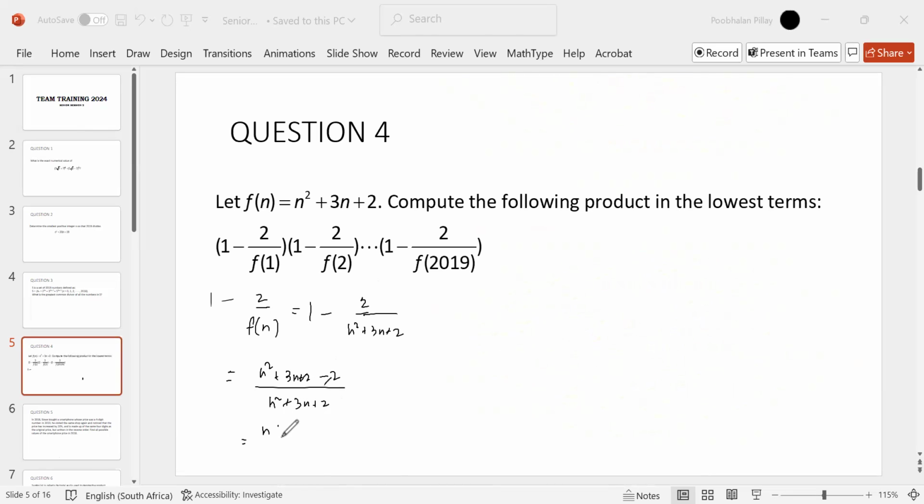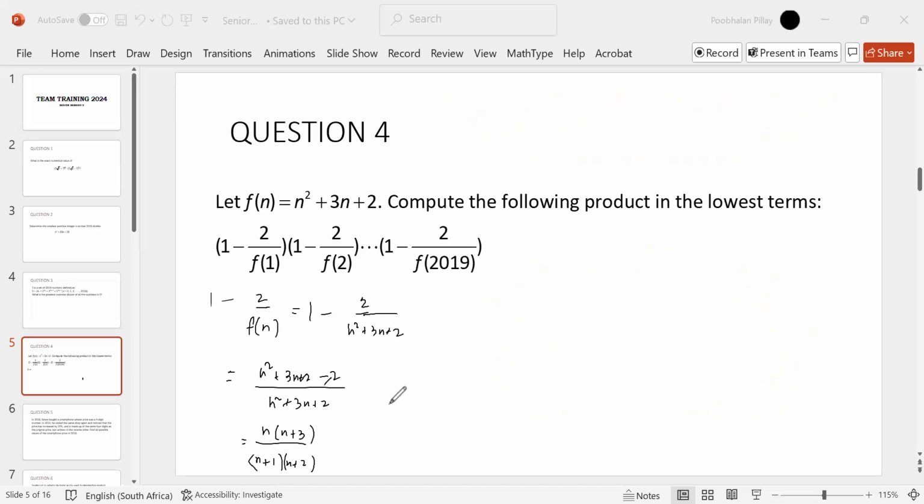Let me factorize that: n times (n plus 3), n squared plus 3n. At the bottom, you can factorize this also. N squared plus 3n plus 2 is n plus 1 times n plus 2. All right. So each term here looks like this. Now this is very interesting because you've got 4 consecutive numbers here: n, n plus 1, n plus 2, n plus 3. So you can write down any one of these very quickly.